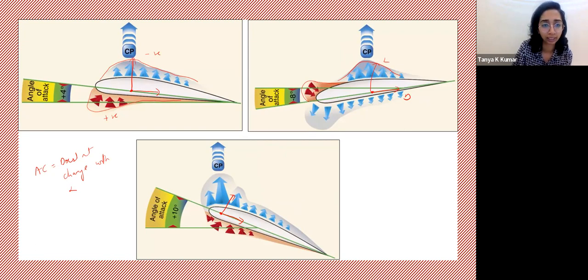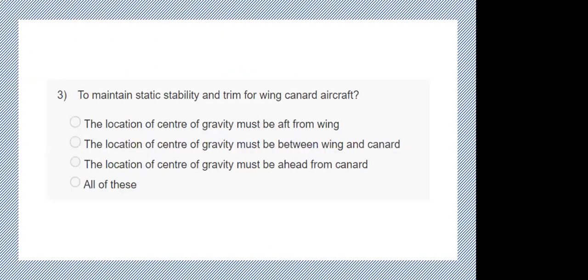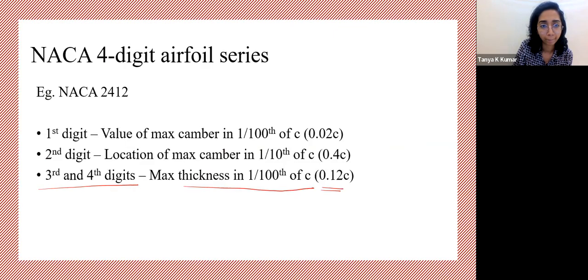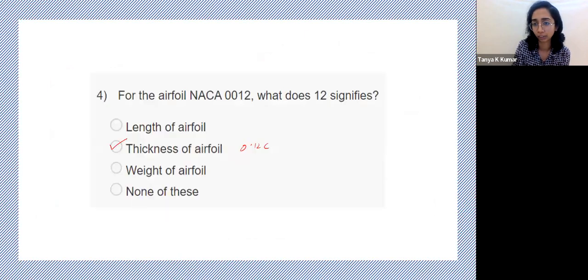Let me just go back to that slide, where you had seen a very little movement of center of pressure. It's the reflex airfoil. Okay, that is another advantage or good quality of the reflex airfoil. Though it has low lift when compared to a cambered airfoil, it has certain good qualities, which is why it is used in some cases. So very little movement of center of pressure.